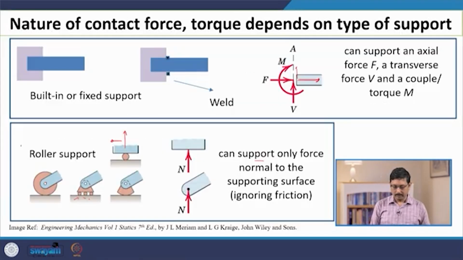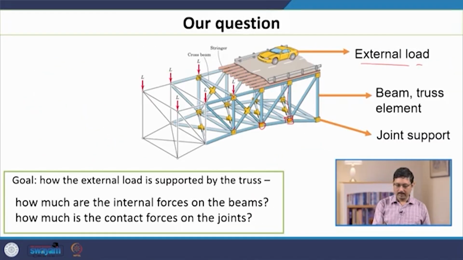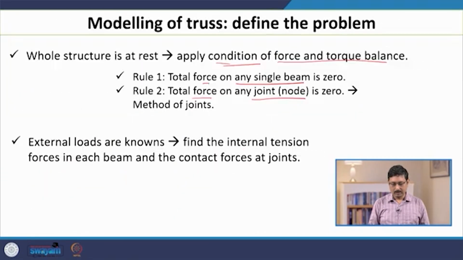So, for example, if we take some structure like this, it is made up of two parts. One is called a joint, which we will also call a node, some point, and then it is connected by beams, or some straight lines, some sticks. If the whole structure is in mechanical equilibrium, that means the total force on any of the beams is 0, as well as the total force on any of the nodes is also 0. So, these are the two rules that you should keep in mind.